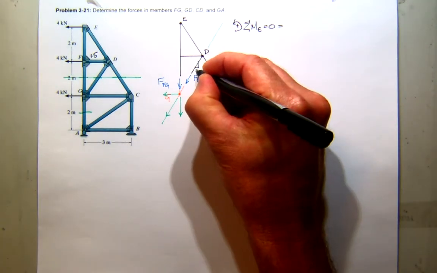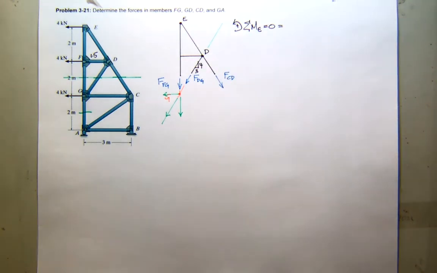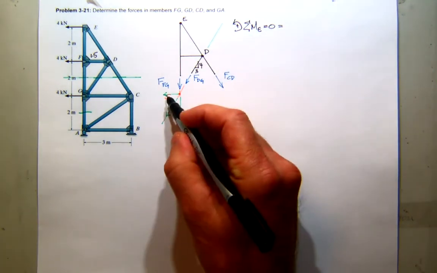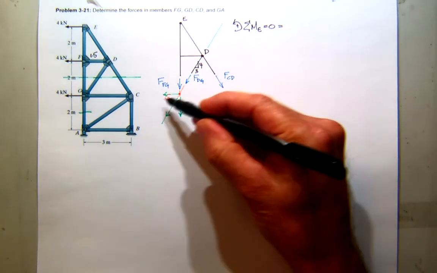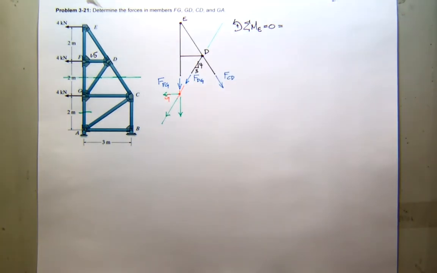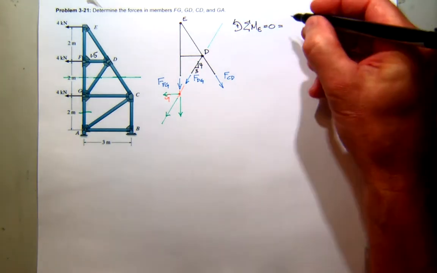3 in the horizontal, and 4 in the vertical. So my horizontal component will be 3/5 of that. And in this direction, what kind of moment does it create about E? I'm using the right-hand rule for my sign convention.